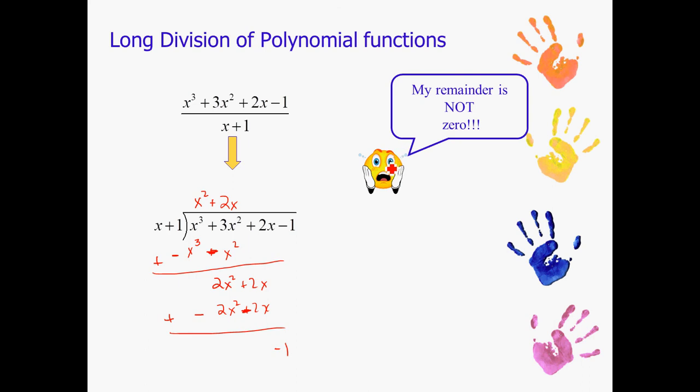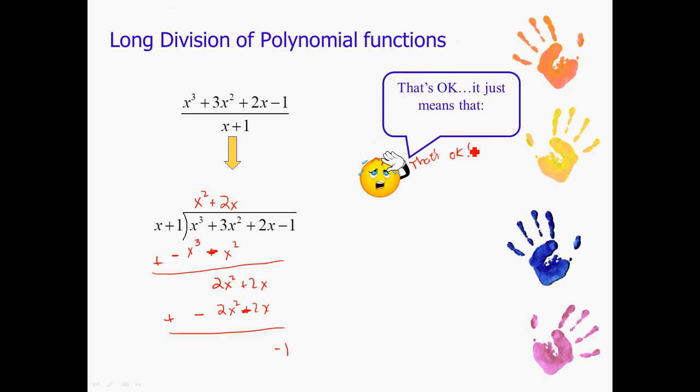Right? My remainder is not 0. That's okay. Don't worry. What does it mean, though? What conclusion can I make? It just means x plus 1 was not a factor. Of course, nobody asked me that, though. You're not done. What is your answer from dividing?